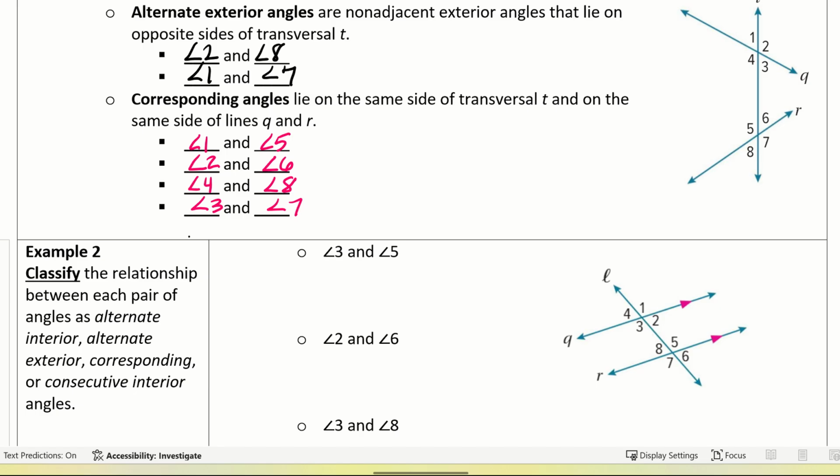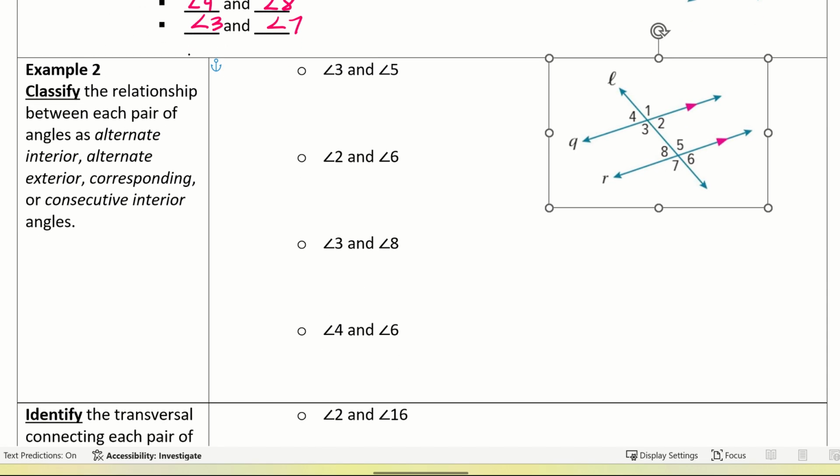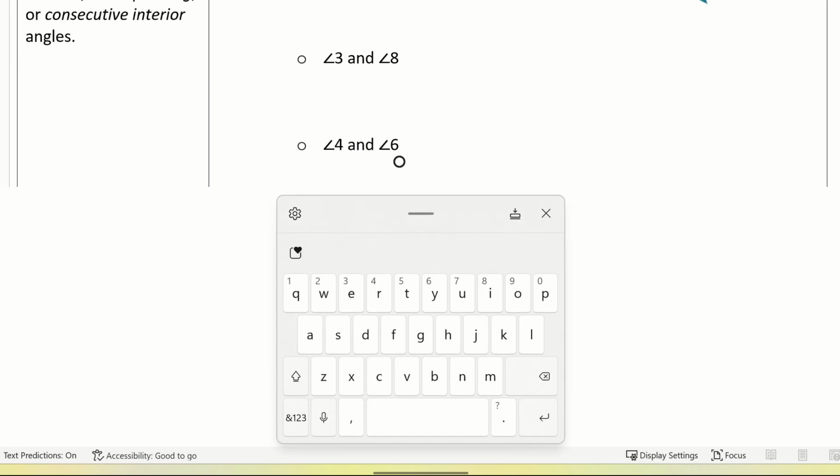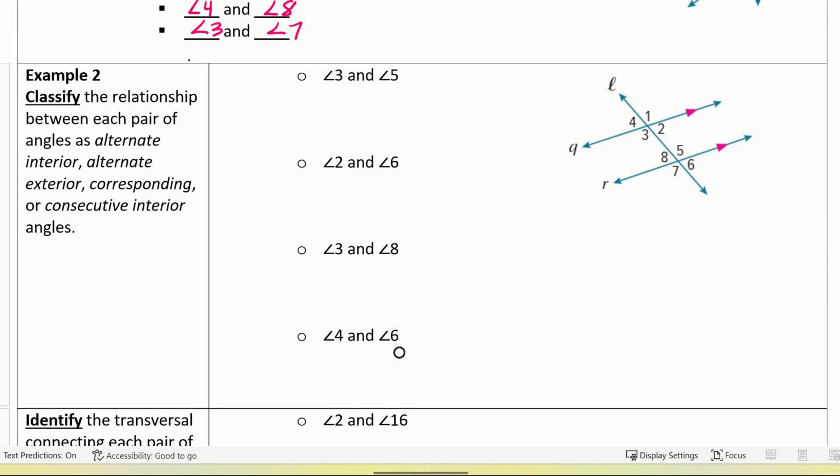Okay, so for example 2 down here, I'm going to have you guys classify the relationship between each pair. Your choices are alternate interior, there's one option, alternate exterior, another option, corresponding, or consecutive interior. So we're just going to write out what we think these are. So we got 3 and 5. I'm going to highlight those, kind of just mark them.